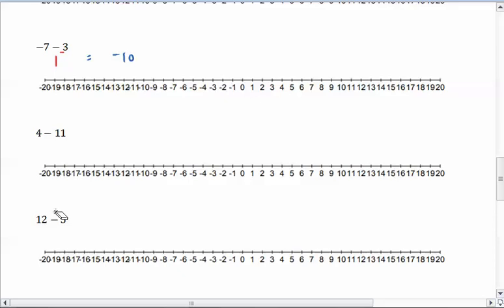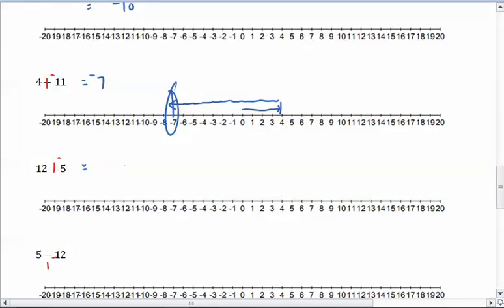Whoa! Okay, these adjusted on me when I switched. When I scrolled. Okay, so I have a positive 4. I'm going to go back negative 11, and that's going to give me a 7, but it's going to be negative. Let's take a look at that one. Positive 4, there's the positive 4. I'm going to go back 11. There's 4, 5, 6, 7, 8, 9, 10, 11. There it is, negative 7. 12 plus negative 5, that just means I'm going to take 12 minus 5. That's a 7, but I'm still in the positive department.